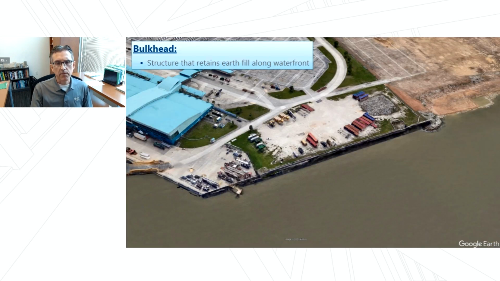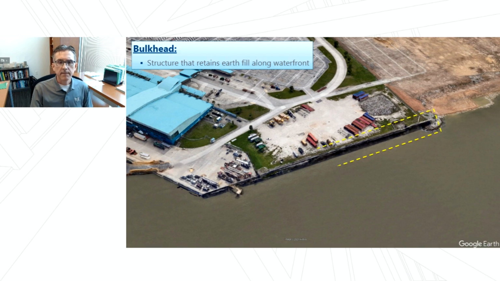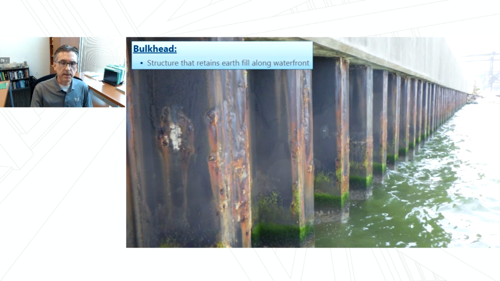A bulkhead is another common maritime structure that we are often asked to inspect. They are essentially structures that retain earth fill along a waterfront. In this location here, the bulkhead retains fill and is not used for vessel berthing or mooring. This particular bulkhead is made of a common material, steel sheet piles, and has a concrete cap on it.